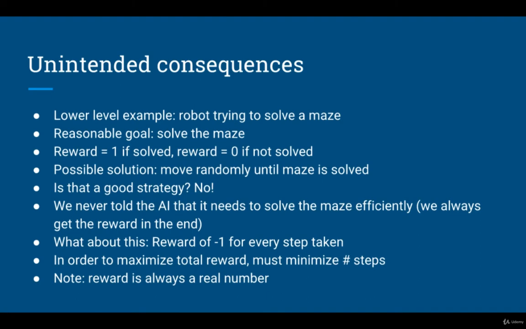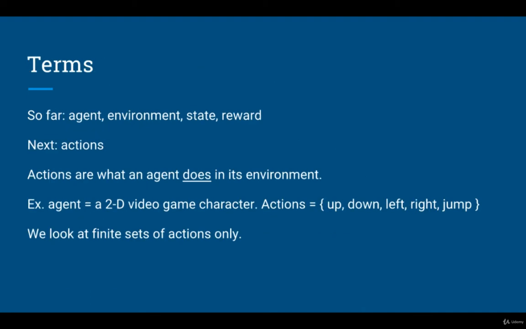Now imagine that we give a reward of -1 for every step the AI takes in the maze. Now the AI has incentive to solve the maze using the least number of steps, and so it will tend to find a more efficient solution this way. We'll demonstrate this in code later in the course. Notice how a negative reward is like a penalty, which it is. Reward is just the term we always use. It tells you how good or bad you're doing. Note that the reward is always a real number.